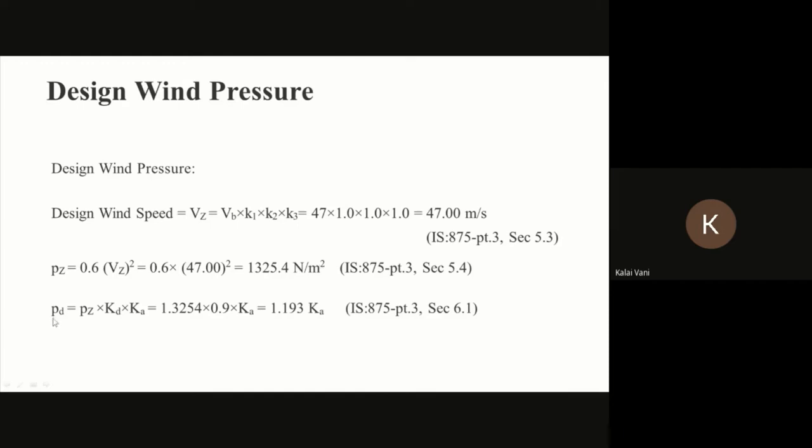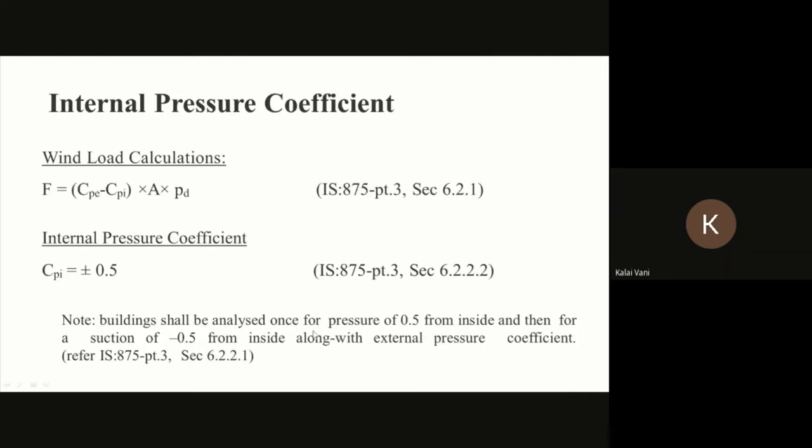And Pd, that is your design wind pressure, Pz into Kd into Ka. So Pz is this one, Kd is 0.9, and Ka is the area factor. How to calculate it using your pressure coefficients, the internal pressure coefficient and the external pressure coefficient.